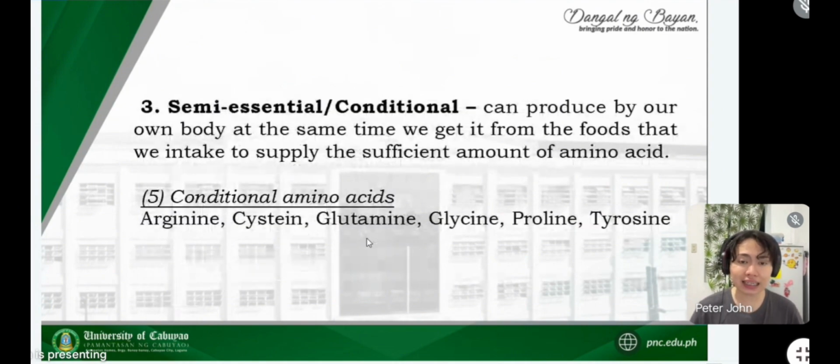So, meron din tayong tinatawag na conditional or also known as semi-essential. Pwede silang ma-produce or i-synthesize sa katawan natin and we can also get from the foods that we intake. Kung baga, conditional siya kasi case-to-case basis in a way na kayang i-produce ng katawan natin, pero hindi siya ganun ka-enough. So that's why we need to eat to get that amino acid. It includes the arginine, cysteine, glutamine, glycine, proline, and tyrosine. So sila po yan.